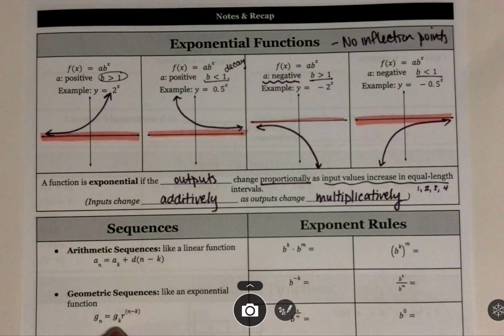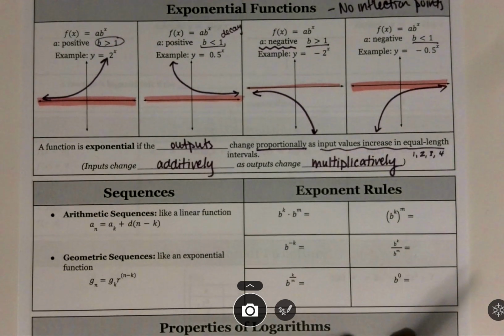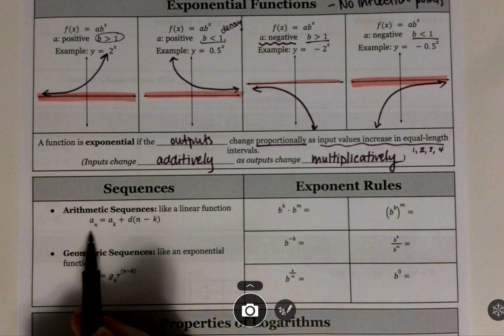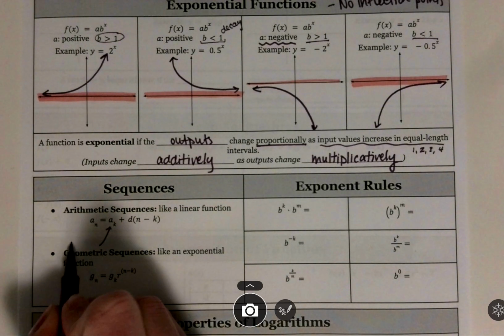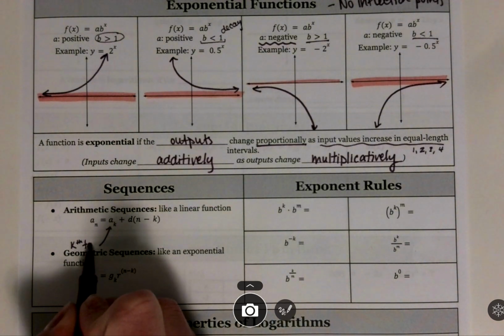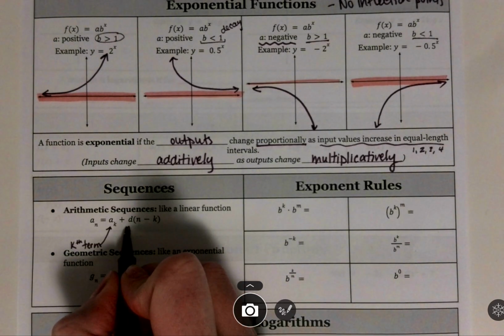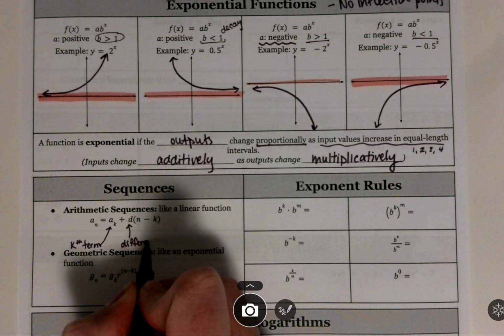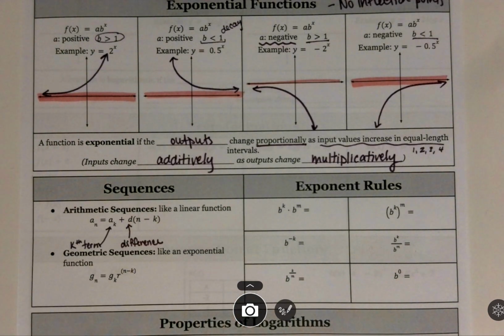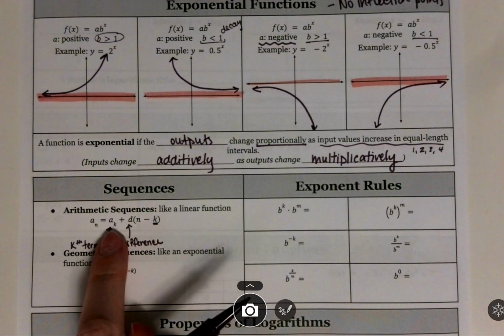Into our next box, we're going to look at sequences. We have arithmetic sequences, which we think of like a linear function. We have the template here. I have a sub n, where a sub k is just my kth term. This d is our common difference. So what are we adding by each time, subtracting by each time? And then this k relates back to the a sub k.